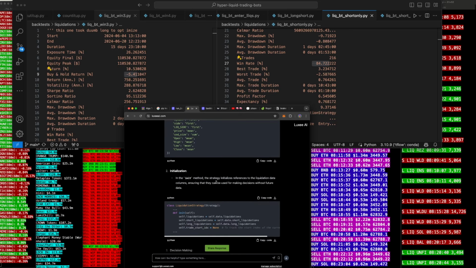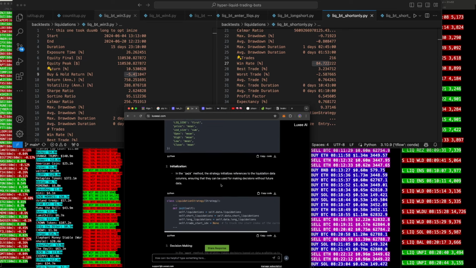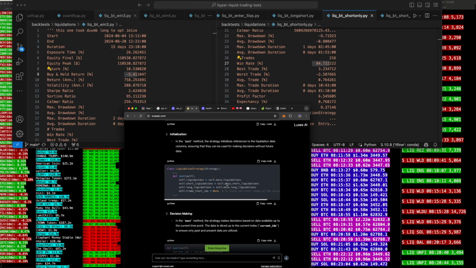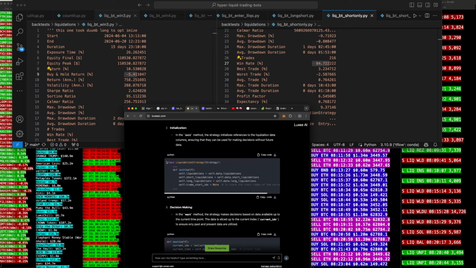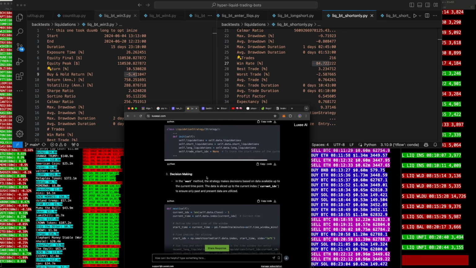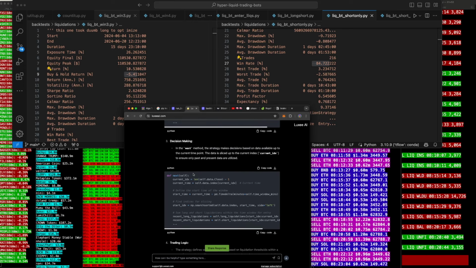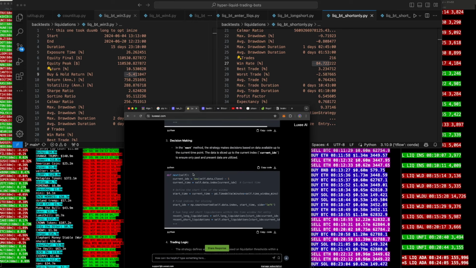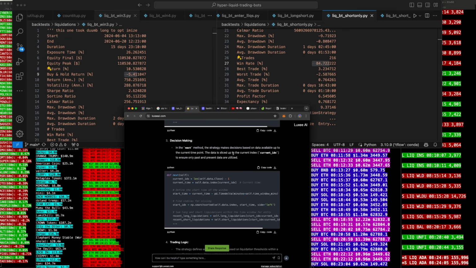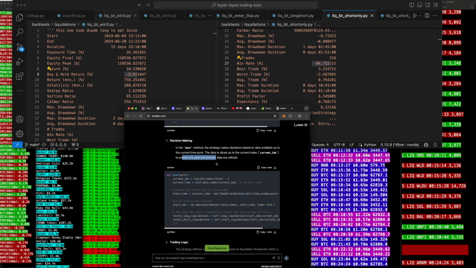Initialization, the init method. The strategy initializes references to the liquidation data columns, ensuring that they can be used for making decisions without future data. So it makes these decisions. Somebody just got wrecked on ADA. It makes these decisions without seeing future data. So the decision making in the next method, the strategy makes decisions based on data available up to the current time point. The data is sliced up to the current index, so it's only going to the current index to ensure only past and present data are utilized.